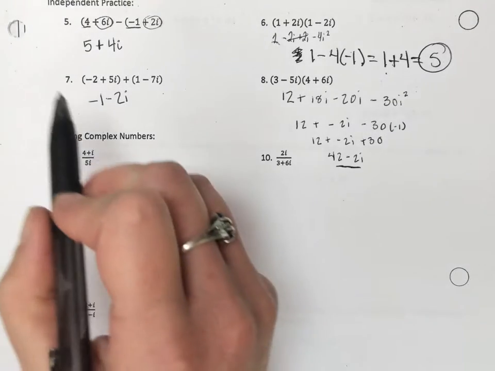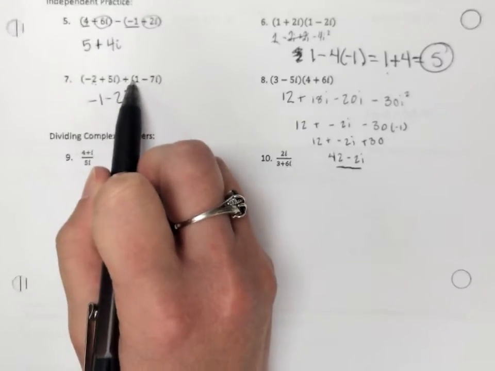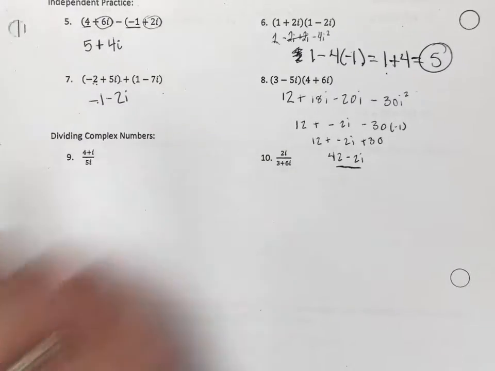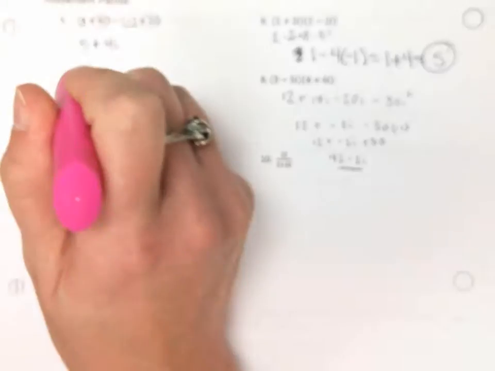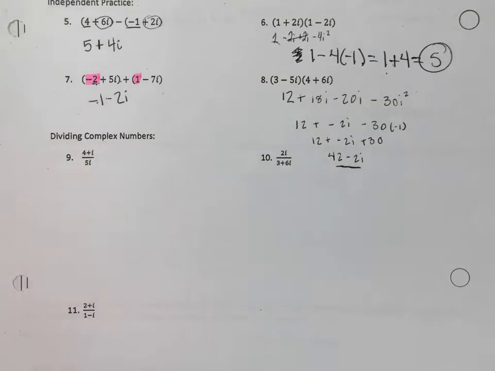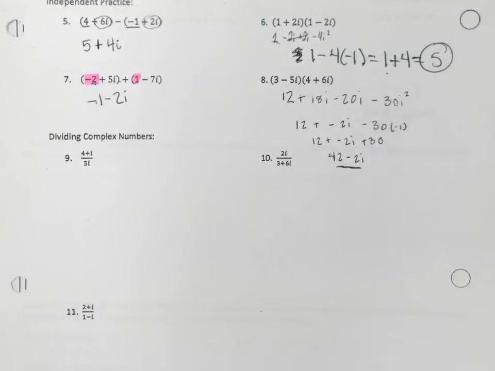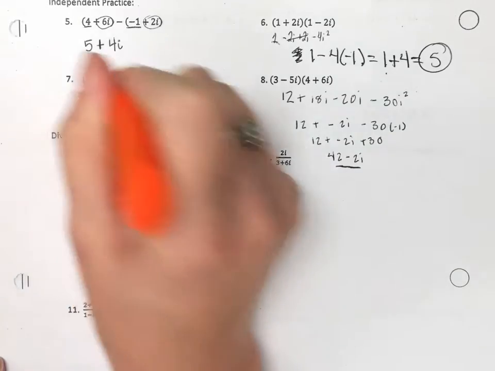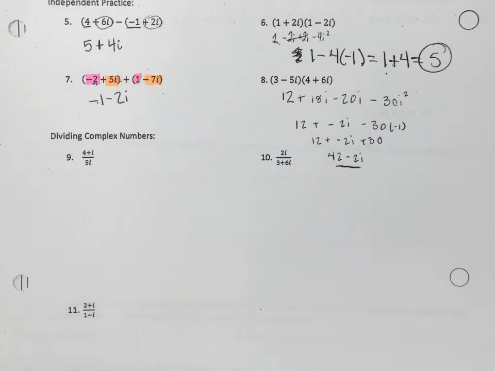Go over 7. -2 plus 1 is -1. And then 5i plus -7 is -2. All right. No, we're adding. We're not multiplying. Multiply the bases, add the exponents. But we're not multiplying, we're adding.